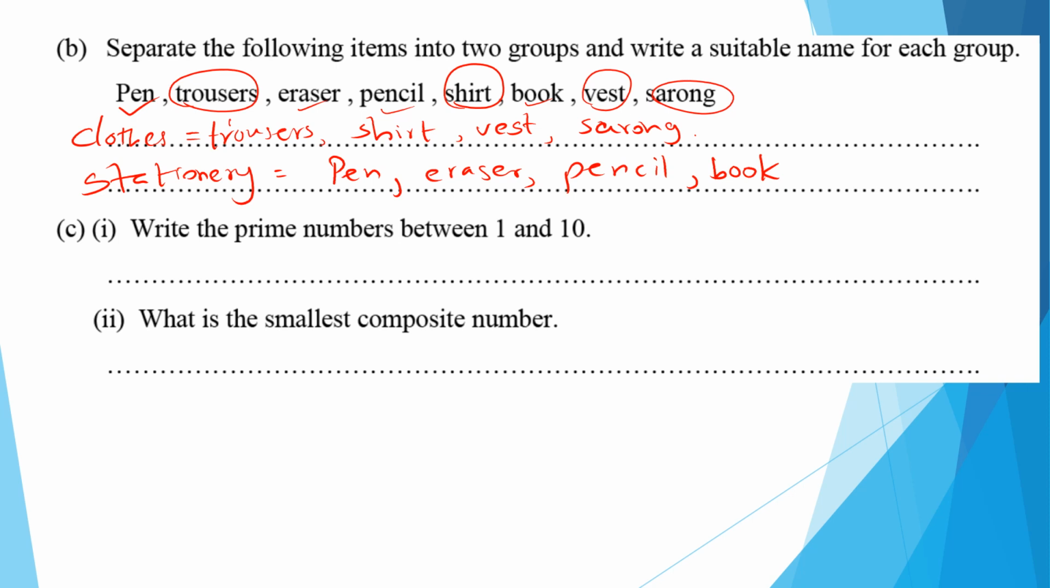Write the prime numbers between 1 and 10. You know the prime numbers are 2, 3, 5 and 7. These are the prime numbers between 1 and 10. What is the smallest composite number? The smallest composite number is 4. So you know 1 is neither composite nor prime, right? 1 is not taken for any of these groups, right? So therefore the smallest composite number is 4.